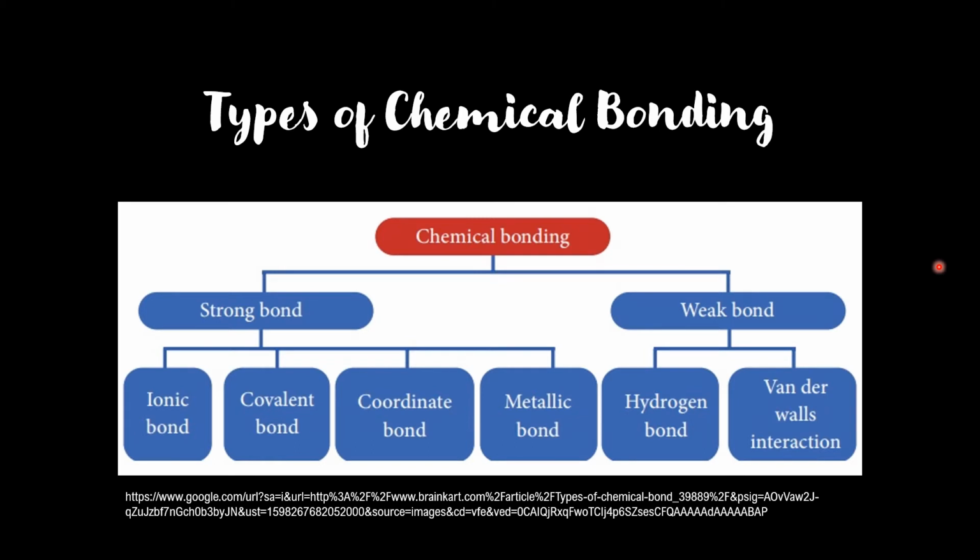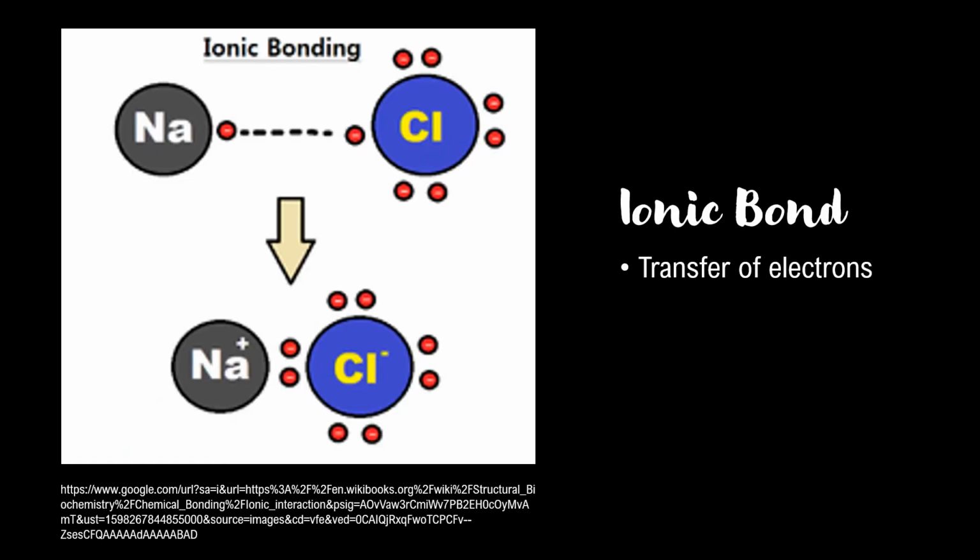There are different types of chemical bonding. So we have divided it into two divisions, the strong ones and the weak ones. Under the strong bonds, we have the ionic bond, covalent bond, coordinate bond, and metallic bond. And under the weak bonds, we have the hydrogen bond and the van der Waals interaction. This is just one way of dividing the different types of chemical bonding. But generally, we divide chemical bonding as ionic bonding and covalent bonding, which we will discuss in the following slides.